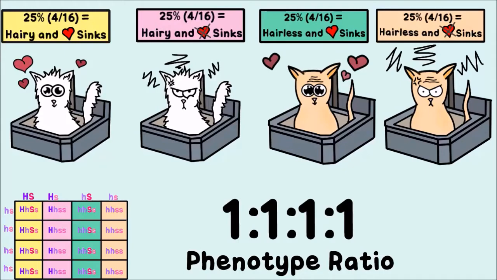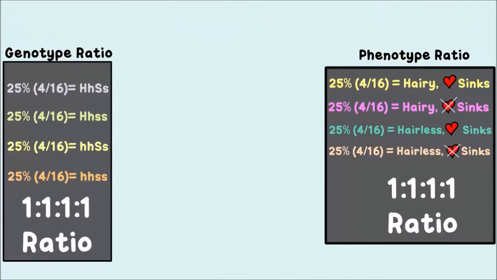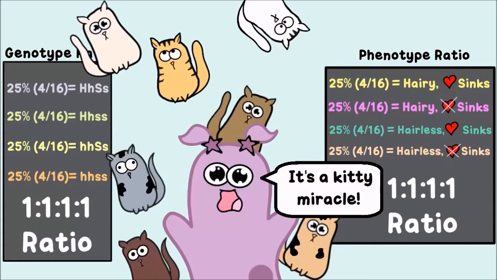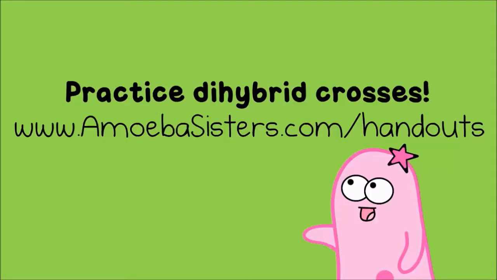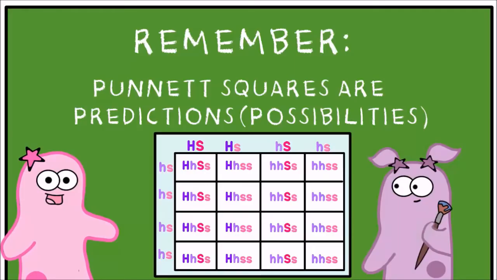Now, some big things to remember. In our example, the genotype and phenotype ratios happen to be the same. This does not always happen. The handout will give you an example of when it's not. Just remember the steps to setting up the problem correctly and you'll be fine. Also remember that Punnett squares are predictions. This Punnett square is only predicting the chances of having offspring with certain genotypes or phenotypes.